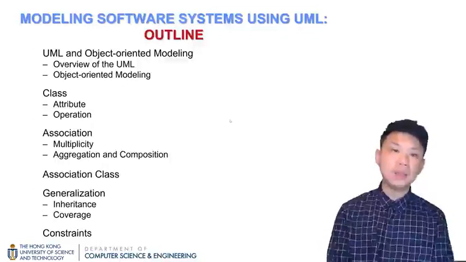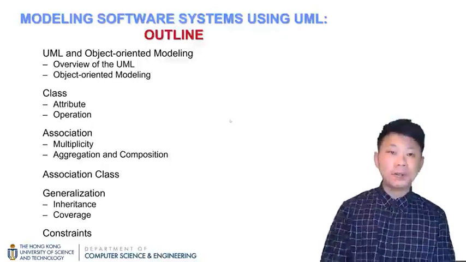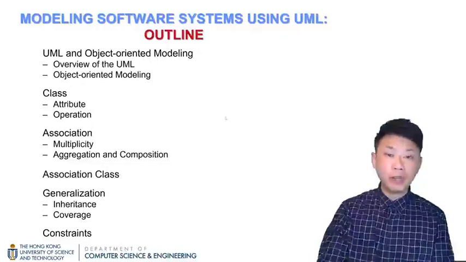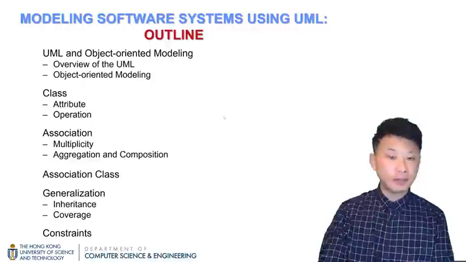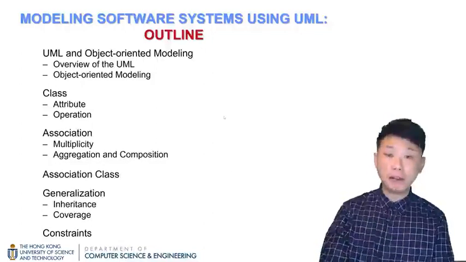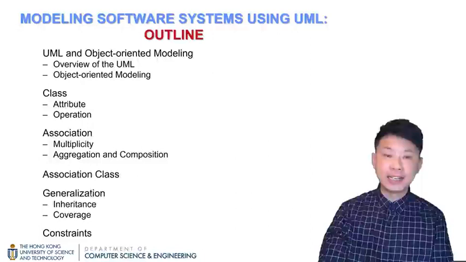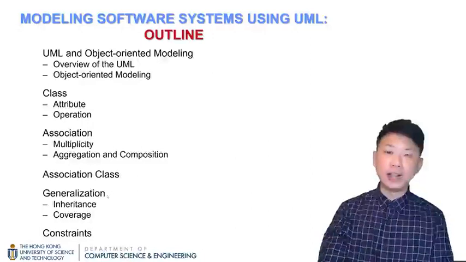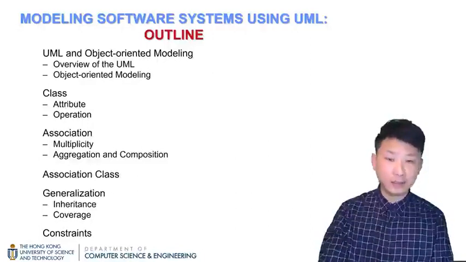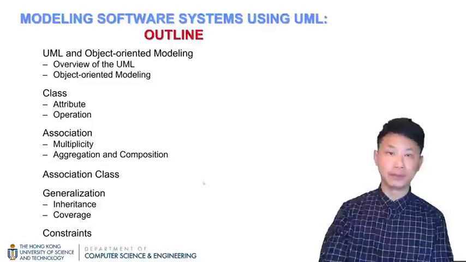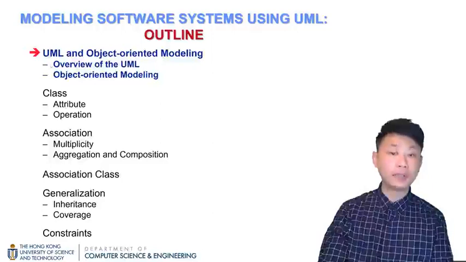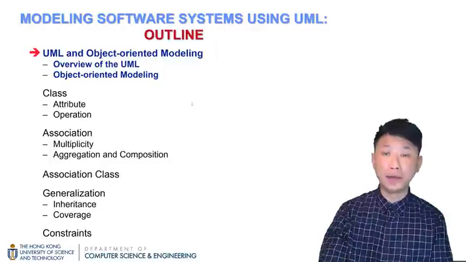And these are all the topics that we're going to cover in this lecture. First, I'm going to give an overview about UML. Then we're going to talk about different components that we can use in drawing class diagrams. For example, classes, associations, association classes, generalization, etc. And also how we can apply additional constraints on top of the class diagram. So first, we will start with the overview of UML.